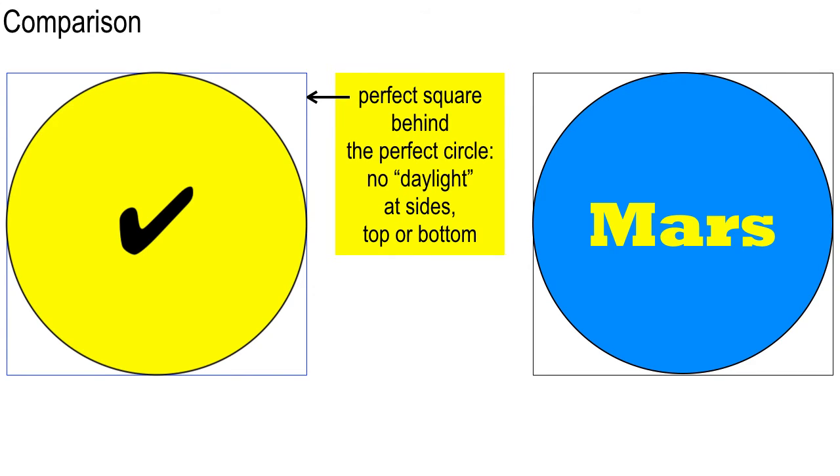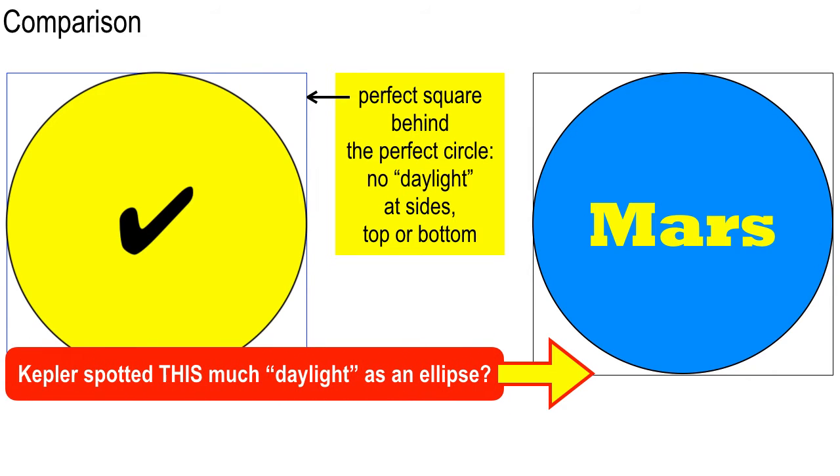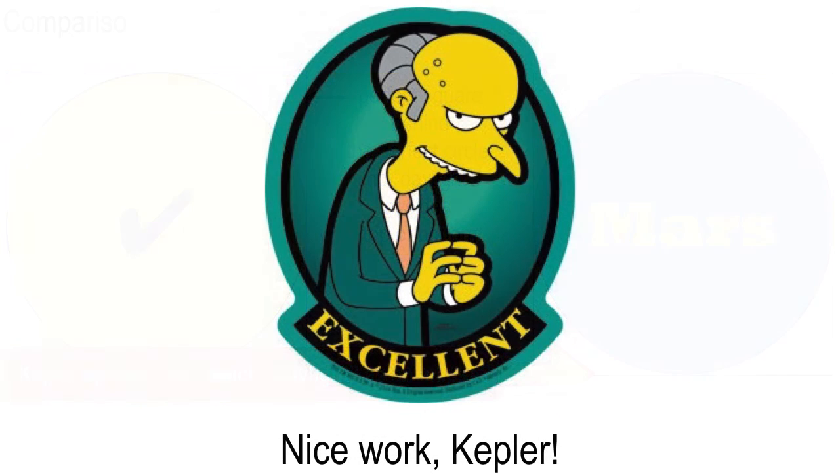Anybody see any daylight? Top or bottom, left or right? We got any daylight on the right? I don't see any daylight over there. The bottom? Yeah, look at the bottom. Check that out. That's what Kepler saw. That's like ultra detective genius. And that's what the two guys in this class that voted for orbit 88 spotted too. So this is amazing. All I can say about Kepler is nice work.